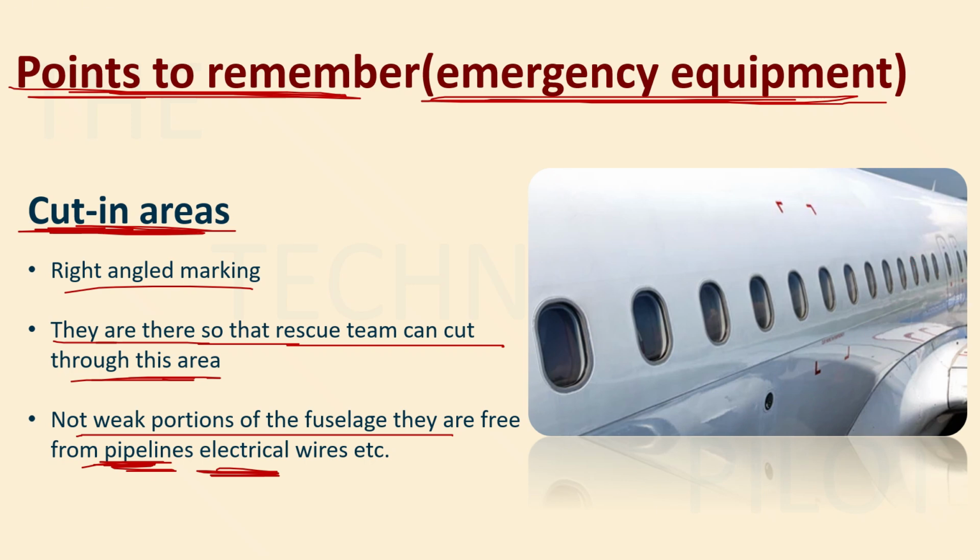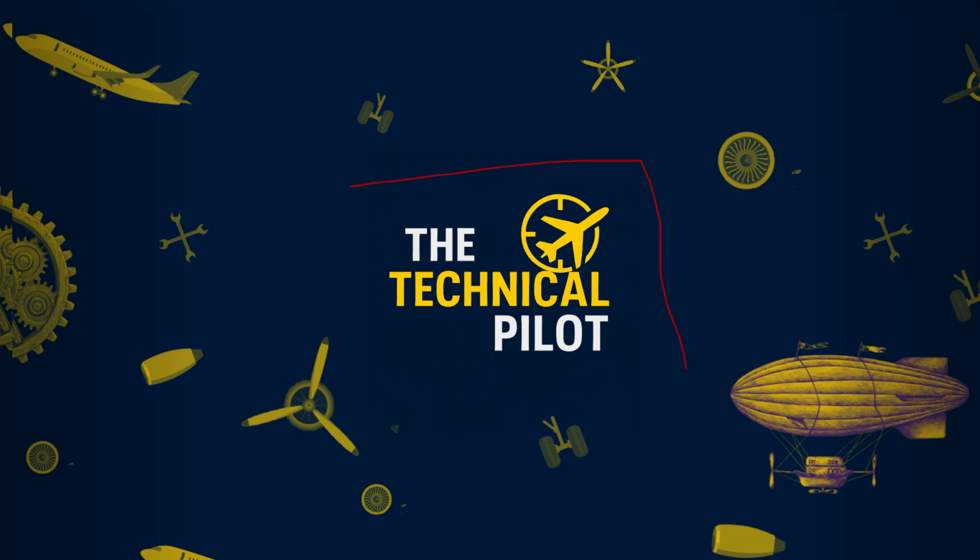No chance they'll leave some weak portions in the fuselage, right? They have made so many safety precautions and so many rules and regulations. So they won't leave an area which is weak just so that the rescuers can get in, right? So this is not a weak portion. This is just an area which is free from pipelines and wires. This is again asked very, very often in your exam, so remember this. And that is it for your oxygen systems, right?